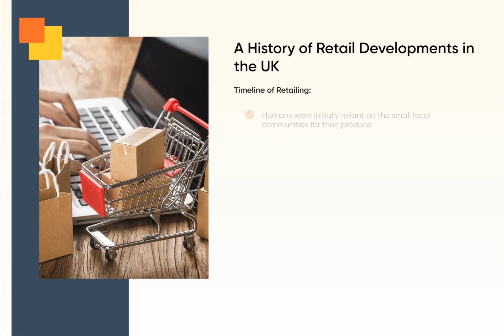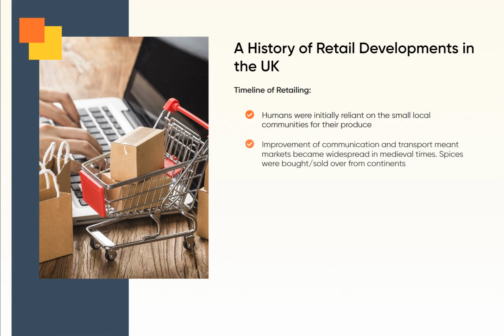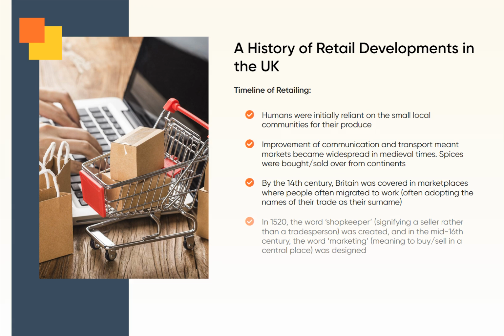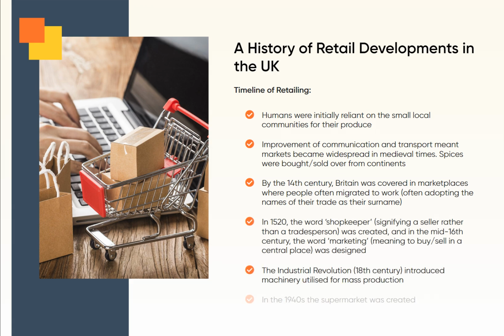Timeline of retailing. Humans were initially reliant on the small local communities for their produce. Improvement of communication and transport meant markets became widespread in medieval times. Spices were bought or sold over from continents. By the 14th century, Britain was covered in marketplaces where people often migrated to work, often adopting the names of their trade as their surname. In 1520, the word shopkeeper, signifying a seller rather than a tradesperson, was created, and in the mid-16th century, the word marketing, meaning to buy or sell in a central place, was designed.